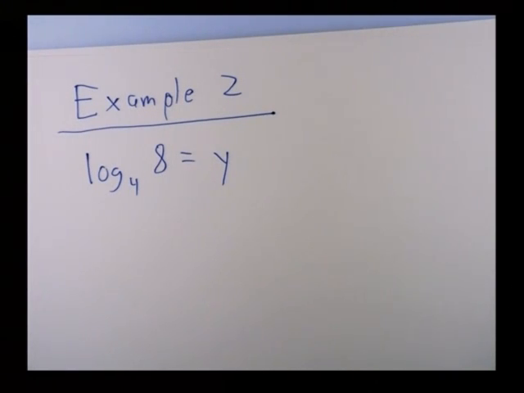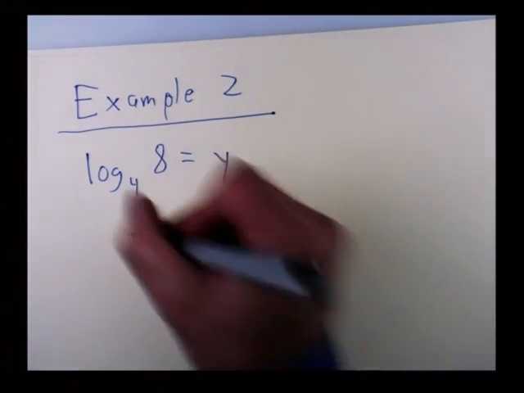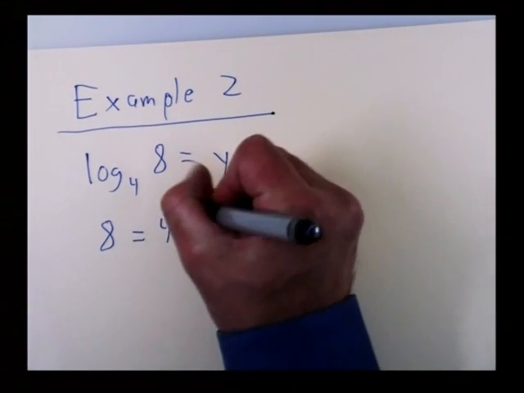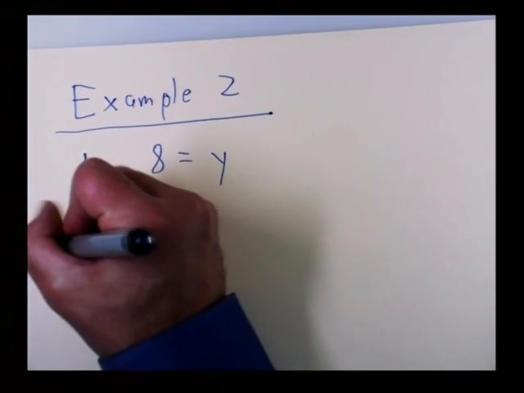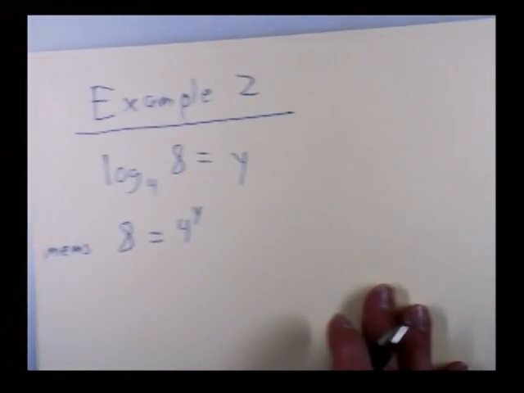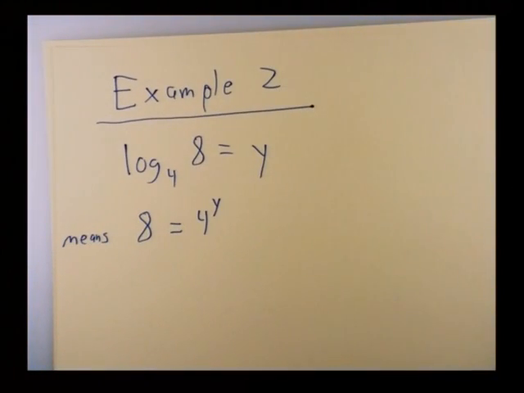Perhaps the easiest thing to do is take a logarithmic equation, base 4 log of 8 is y, and turn it into an exponential one. This is a thing we practiced for so long earlier. Well, we know this means exactly the same thing as 8 is equal to 4 to the power of y. It doesn't imply this. This isn't some sort of mathematical deduction. This is another way of writing exactly the same thing.